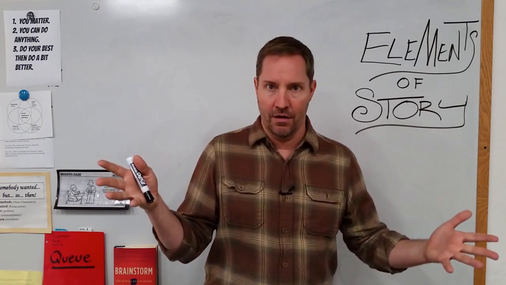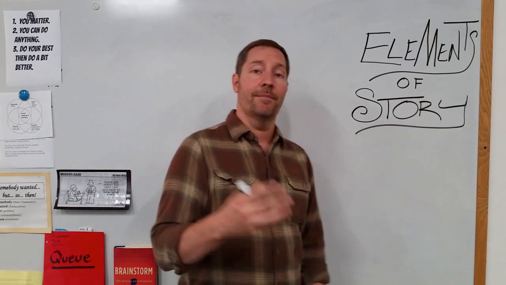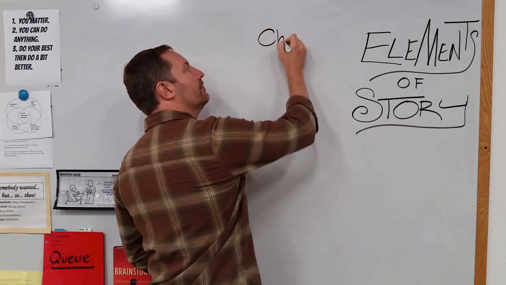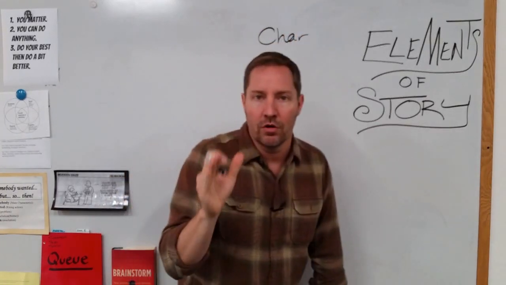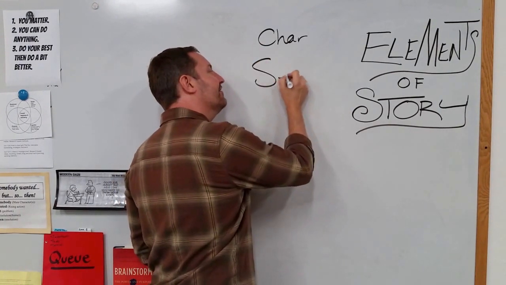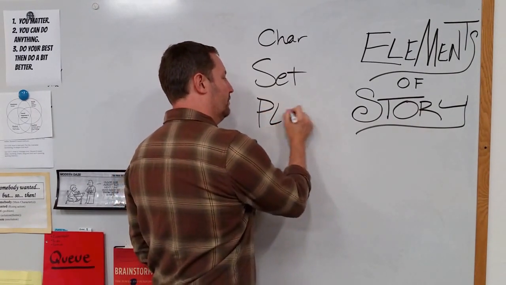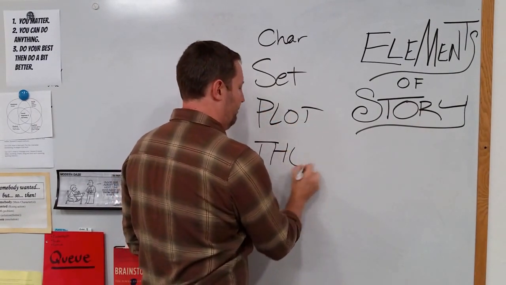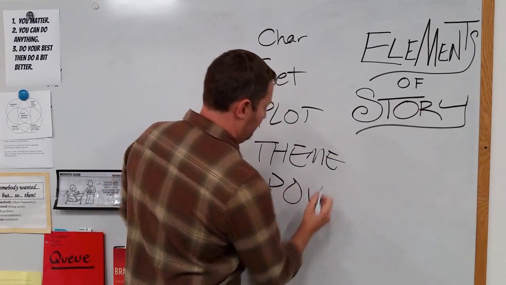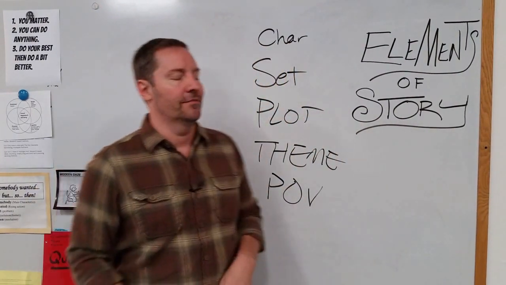You, my friend, are the authors of the future. You have big things to write, big stories to tell. So what are we doing here? Again, we have characters. Every single story in the world has to have characters. Yes, every story. Everyone has to have a setting, a plot, a theme, and a point of view. The 5 elements are character, setting, plot, theme, point of view.